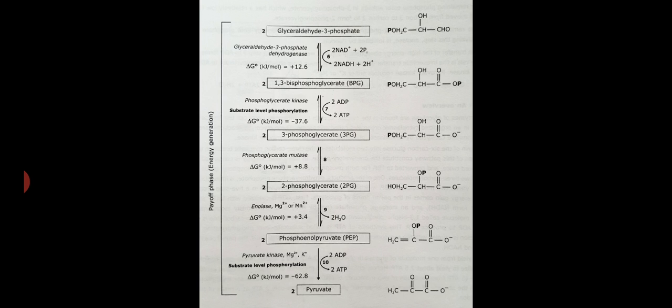The remaining phosphate group in 3-phosphoglycerate has a relatively low free energy of hydrolysis and is moved from carbon 3 to carbon 2 to form 2-phosphoglycerate.